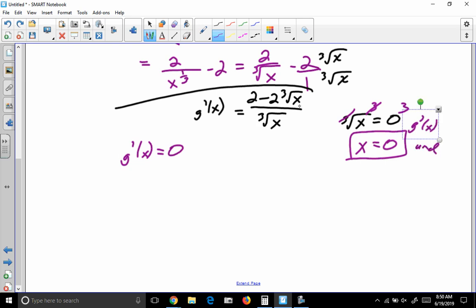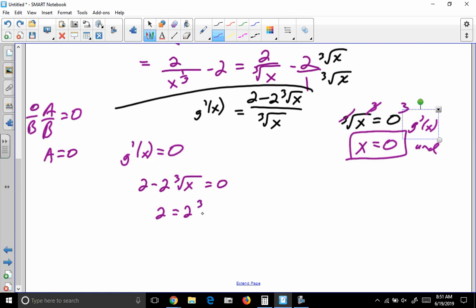This is where our first derivative is undefined. Now find out when is it equal to 0. We've discussed in class, if we have a single fraction, a single rational expression, in order for a fraction to be equal to 0, the numerator has to be 0, because 0 divided by anything is 0. So let's take our numerator and see when is our numerator equal to 0. So we can add 2 cube roots of x to both sides. We can divide both sides by 2.